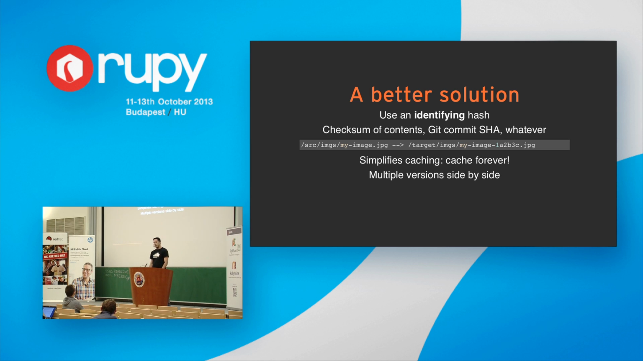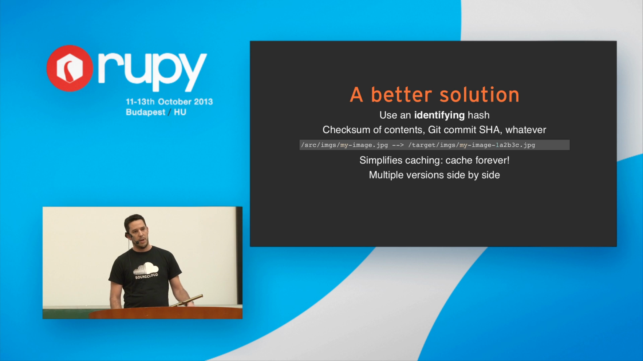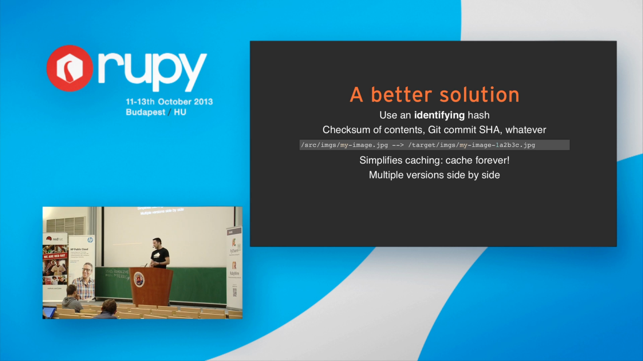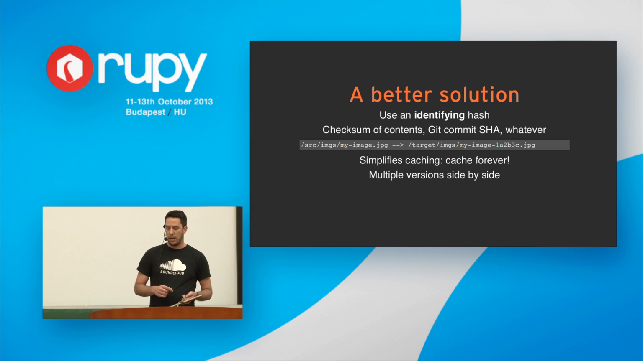Another benefit of this is that you can actually have multiple versions of the same assets sitting side by side. If, instead of wiping out your target directory on your build, you just keep adding into that same directory, you'll get a sort of version history of all of those files. The reason why you might want to do this is especially important in single-page applications.